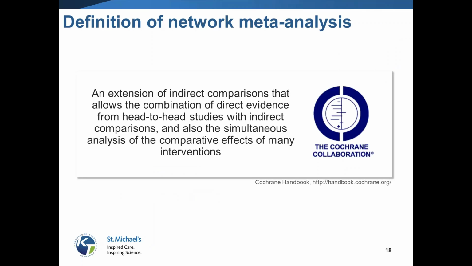So now I'll move on to a network meta-analysis. Again, we'll focus on the Cochrane collaboration, who are leaders in advancing network meta-analysis. This is an extension of indirect comparisons, and it allows us to combine direct evidence from head-to-head studies with indirect comparisons. We can also analyze many different comparative effects of multiple interventions at one time. When we do a pairwise meta-analysis, we can only compare two things at a time. But when we do a network meta-analysis, we can actually compare multiple things simultaneously.